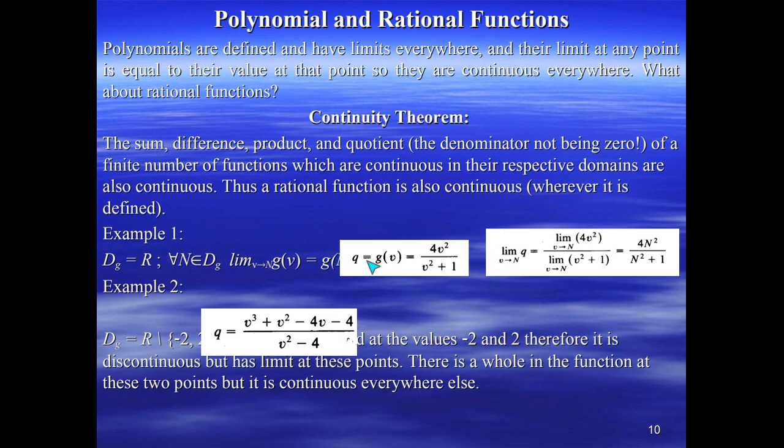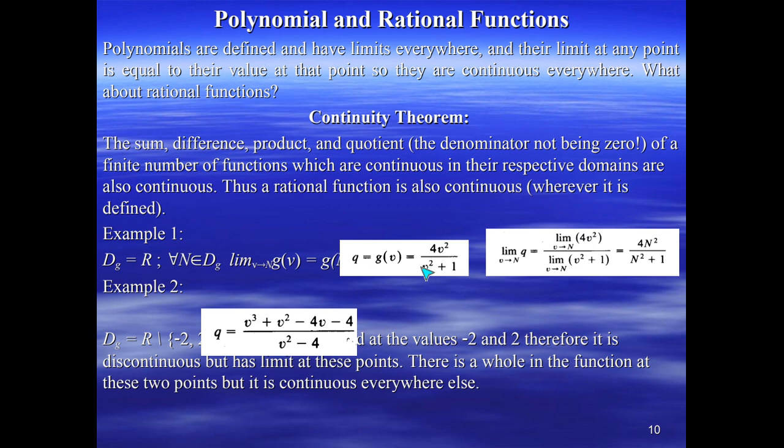So example 1 is q equals g of v equals 4 times v square over v square plus 1. This is a rational function. So what is its limit? First, is it defined? Yes, it is defined. Its domain of definition is R, because v square plus 1 can never be 0 in the real numbers. v square can be minus 1 only in imaginary numbers, not in real numbers. v square is always positive.